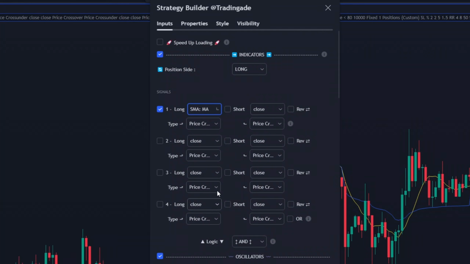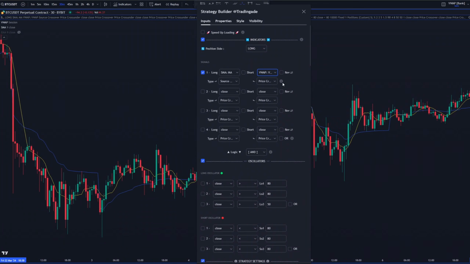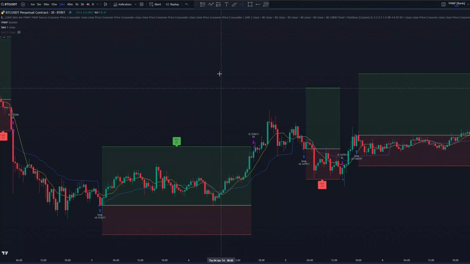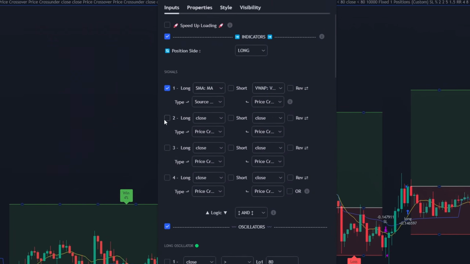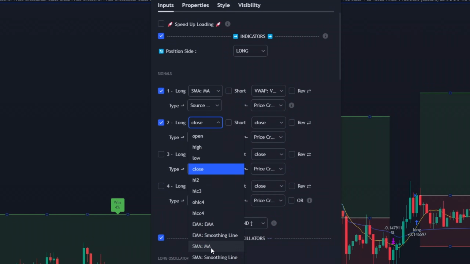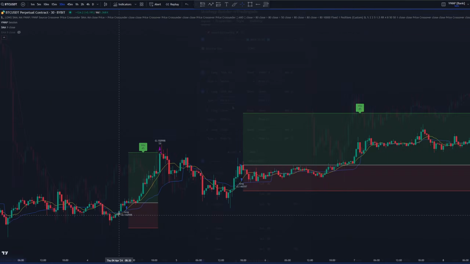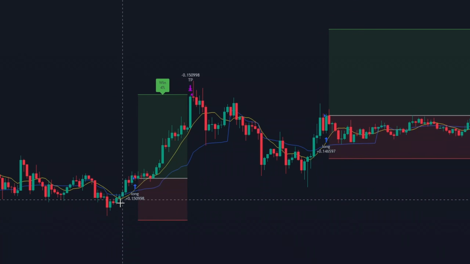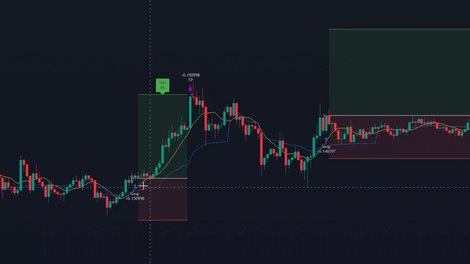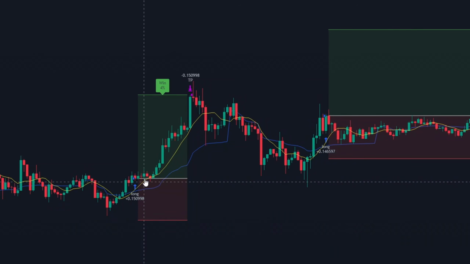We need the simple moving average to cross over the VWAP line. And this will be our first entry rule. The second entry rule is that the price must be greater than the 9-period simple moving average. We can add another signal. We select simple moving average and we need the price to be greater than simple moving average. As you can see now, we have the simple moving average that crosses over the VWAP line and the price is above the simple moving average.